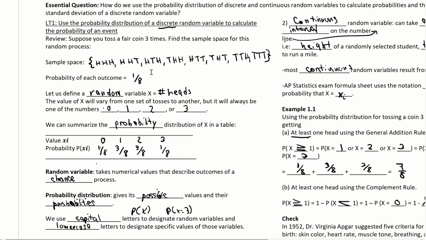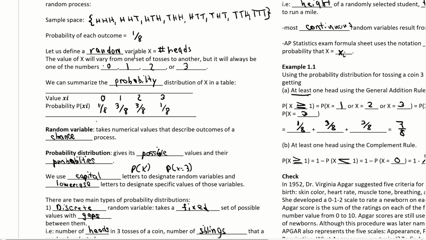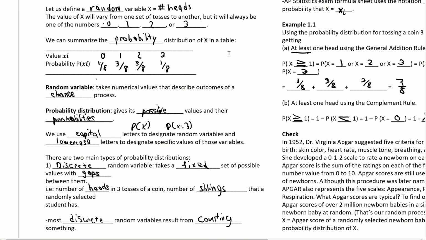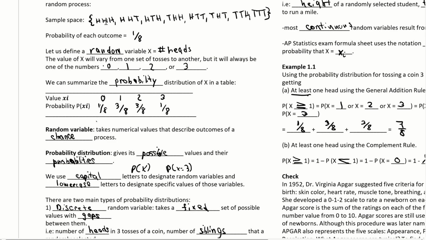So this defines a probability distribution. What we're going to do is actually record this in a table using a random variable. A random variable is a variable that takes on values that describes outcomes of a chance process. So it's random. And we're defining X equal to the number of heads. In this experiment, there's only 4 possibilities for the number of heads: 0, 1, 2, or 3 heads, right?